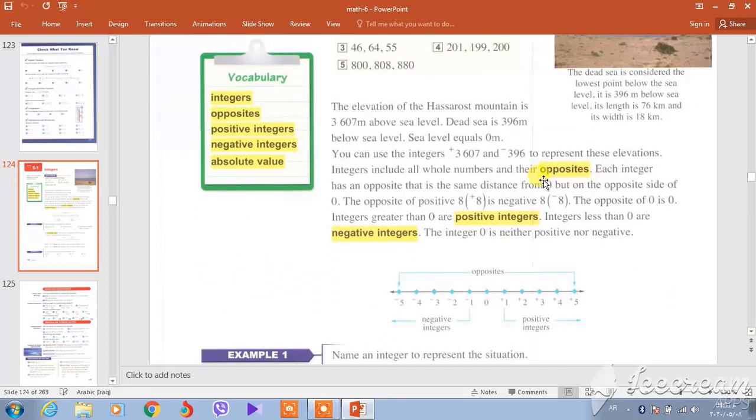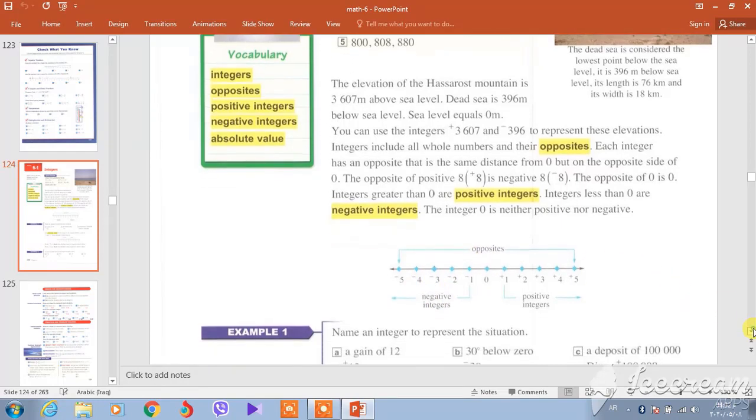What do we mean by opposite? We have integers, for example, on the number line. On the number line, how do you know whether integers are positive or negative? From the right-hand side we have positive integers, and this sign means positive, and on the left side we have negative integers. And zero is neither negative nor positive.